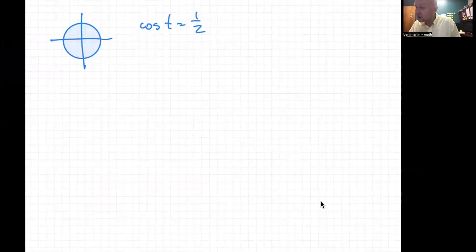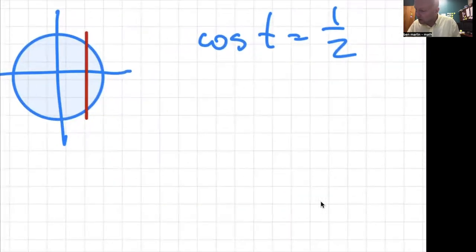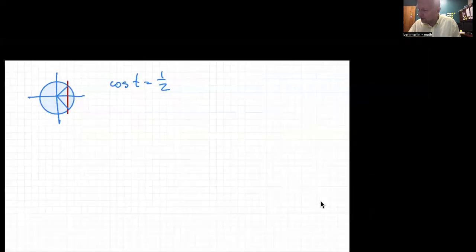All right, so for cosines, we draw a vertical line rather than a horizontal line. So positive 1 is here, negative 1 is here, 0's in the middle. We want 1/2, so it's somewhere there. Okay, positive 1/2. So the two angles that we're thinking about, one of them is in the first quadrant, one of them is in the fourth quadrant. Okay.